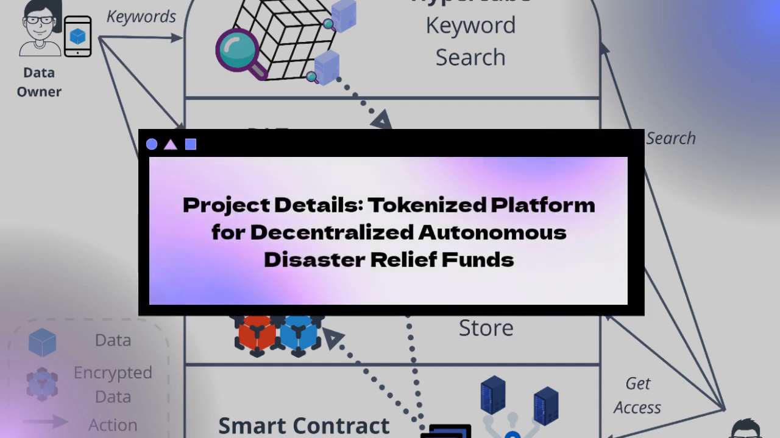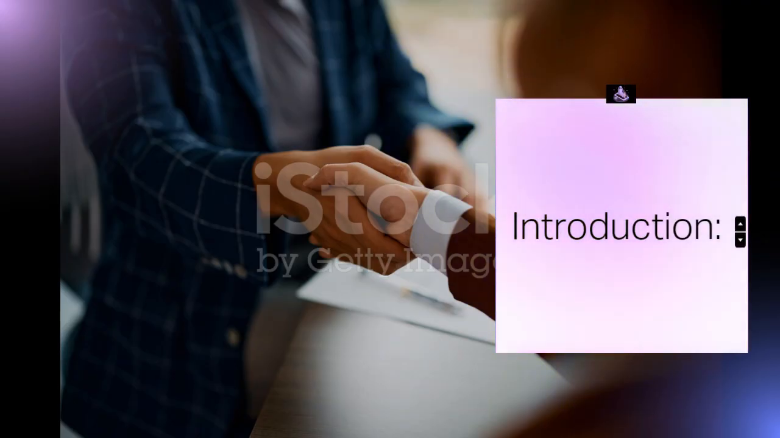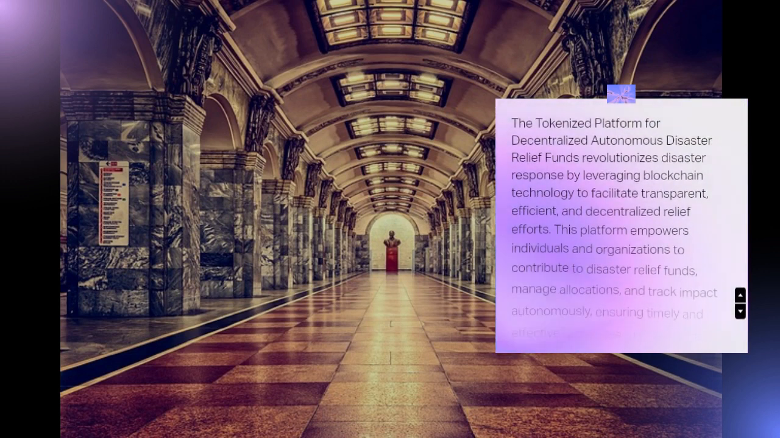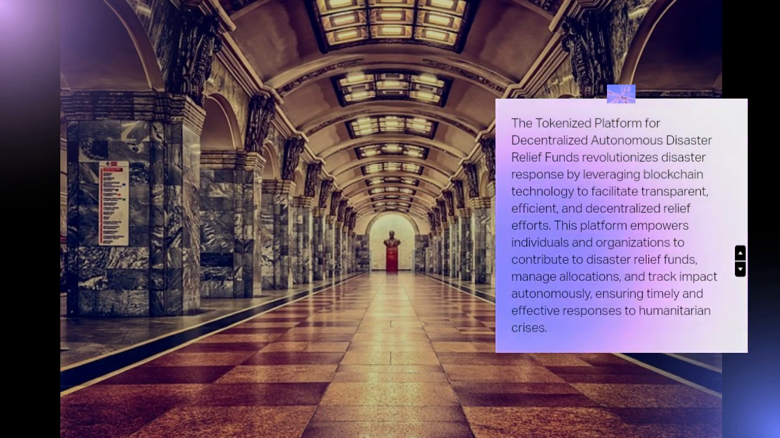Project details. Tokenized platform for decentralized autonomous disaster relief funds. The tokenized platform for decentralized autonomous disaster relief funds revolutionizes disaster response by leveraging blockchain technology to facilitate transparent, efficient, and decentralized relief efforts. This platform empowers individuals and organizations to contribute to disaster relief funds, manage allocations, and track impact autonomously, ensuring timely and effective responses to humanitarian crises.